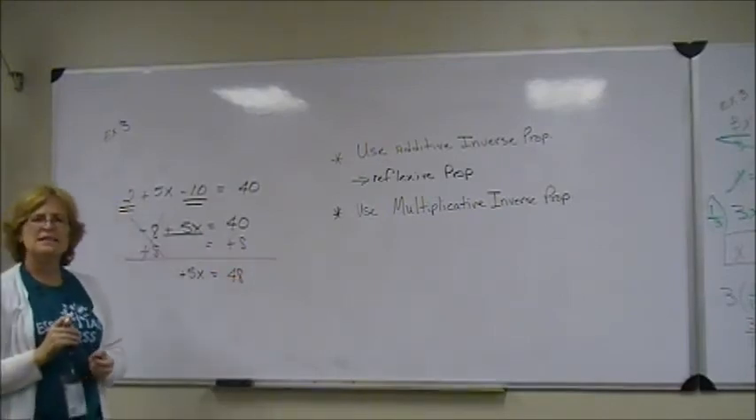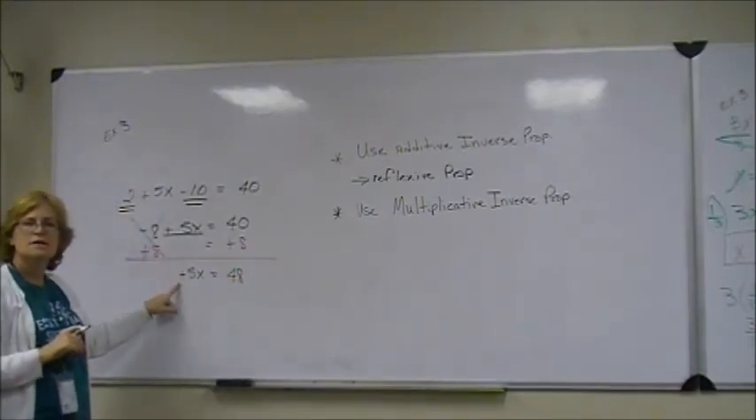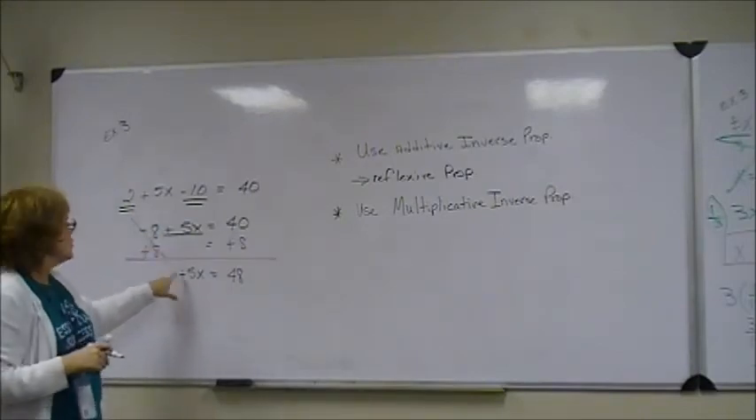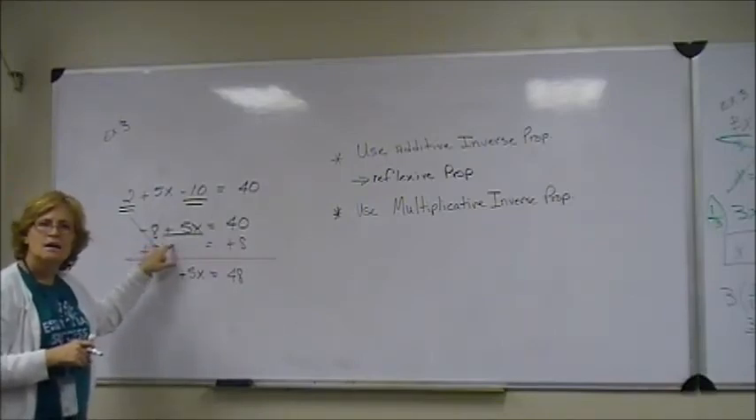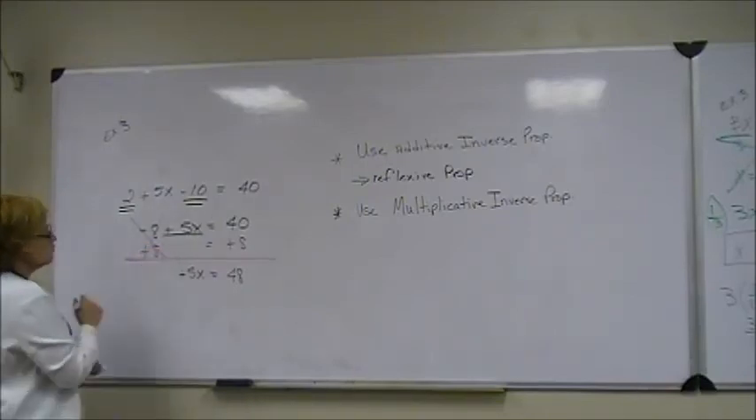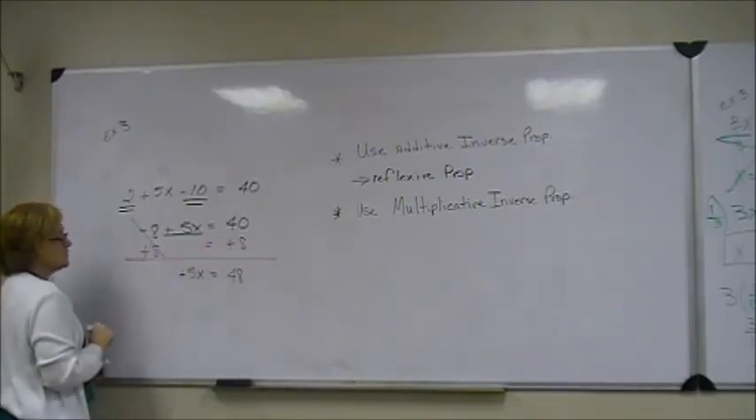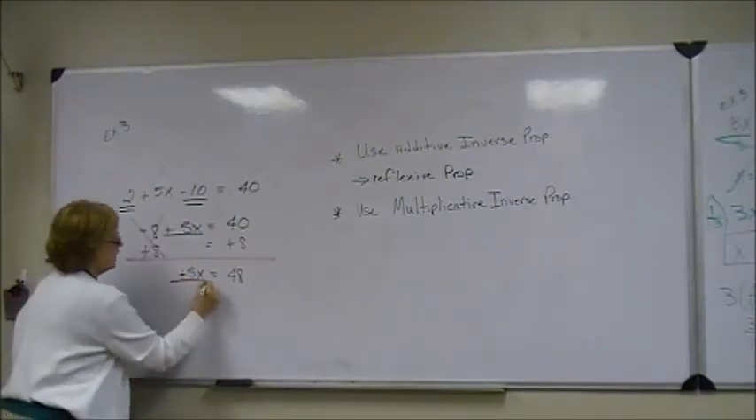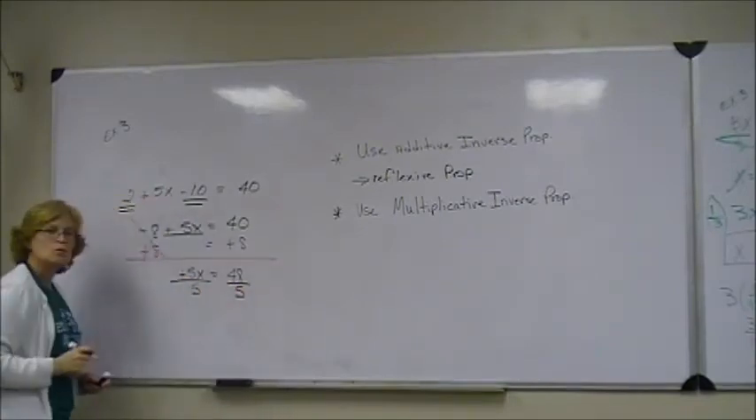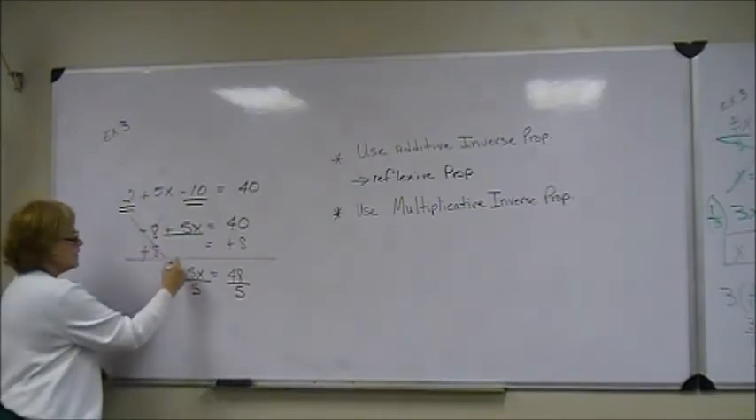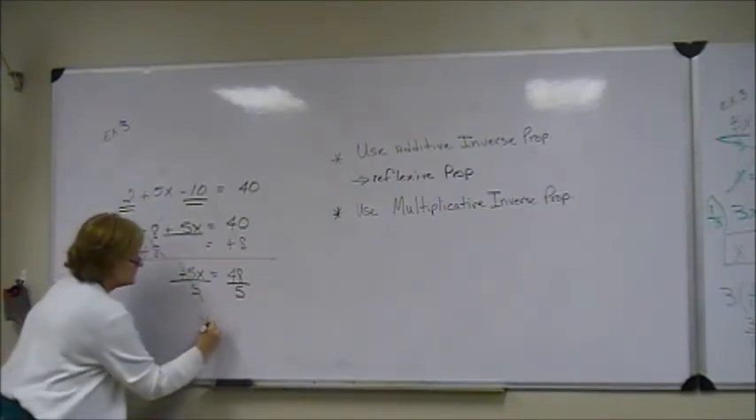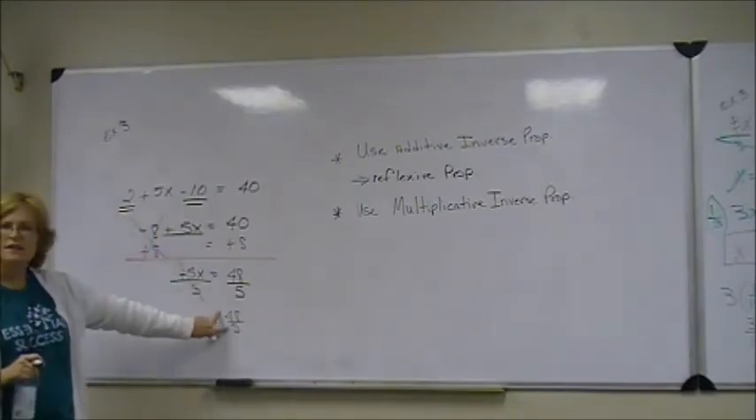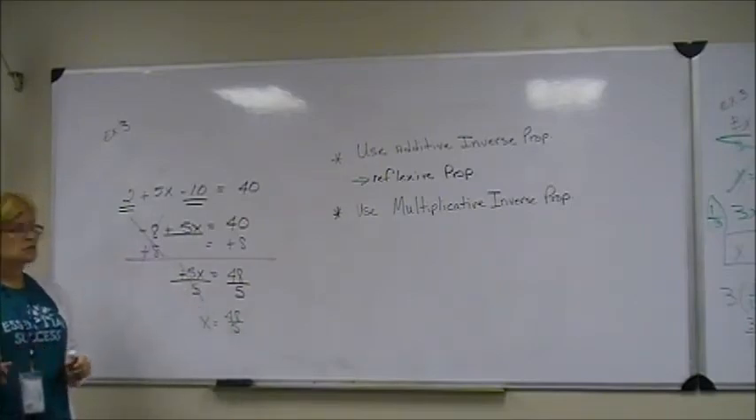Why do you think I made a big deal out of bringing down the positive? Well, I want you to get in the habit of bringing it down, because if that's a negative, you can't leave it up there. All right, so now I'm ready to use the multiplicative inverse, which is multiplying by the reciprocal, which is multiplying by 1/5. Or in this case, I could write it as dividing by 5. Those cancel out. X is equal to 48/5. Do I need to do anything to that? Nope. Let's go check it.